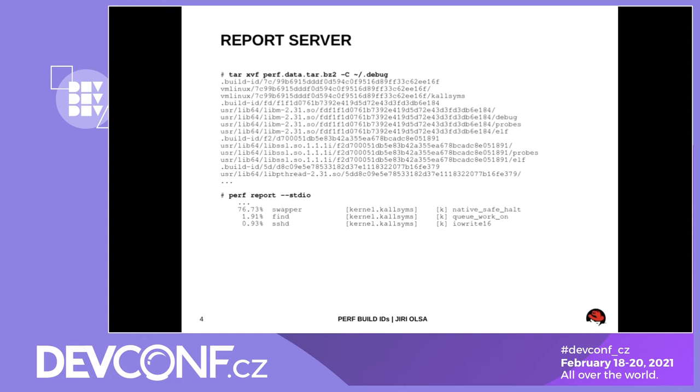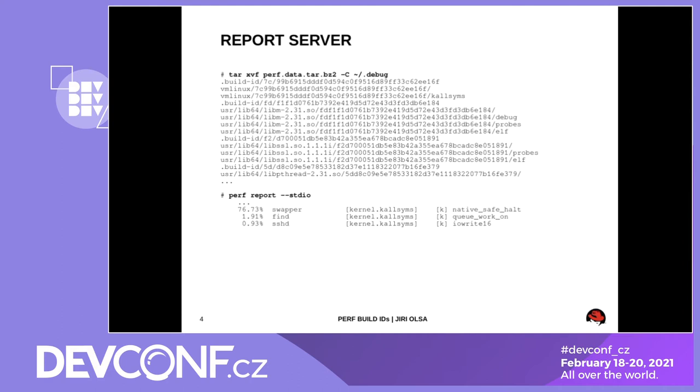It will have the binaries that are linked to the perf data, so it will correctly translate the samples, and you will see the function calls, not just the function addresses. So that's the current workflow.